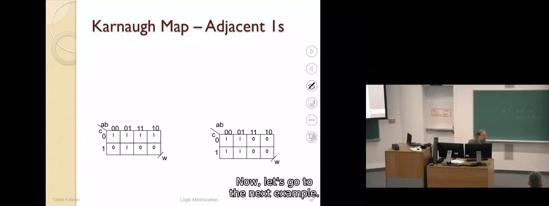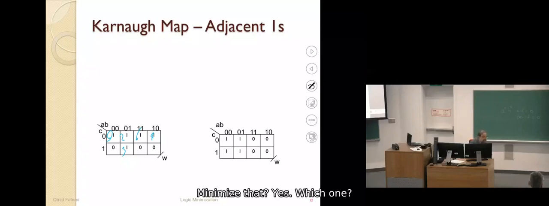Now let's go to the next example. You see here, I didn't write the truth table for you. Just put in the Carnot map. And this is an SOP of terms 0, 2, 3, 4, 6. How could we simplify that, minimize that?